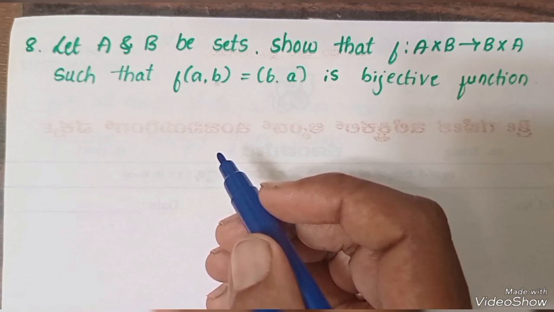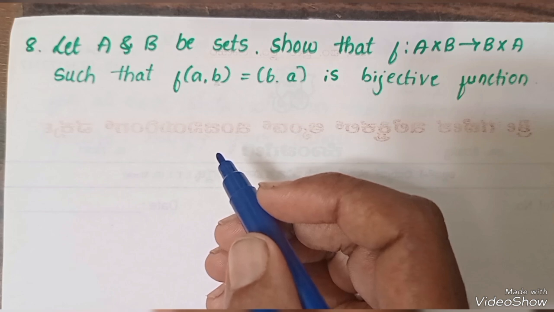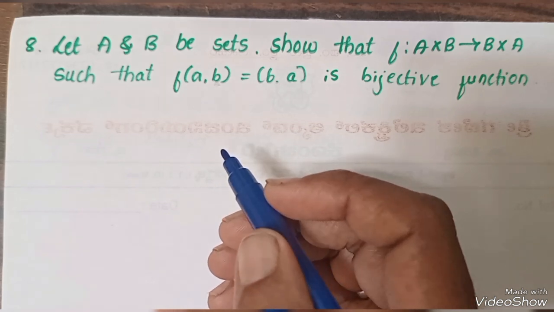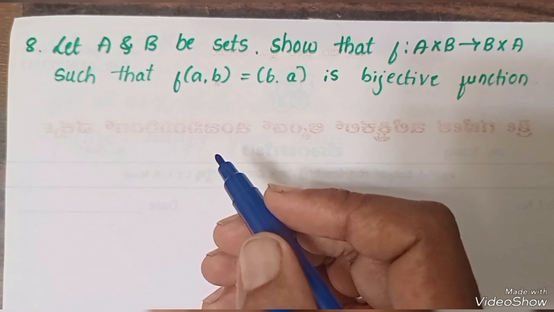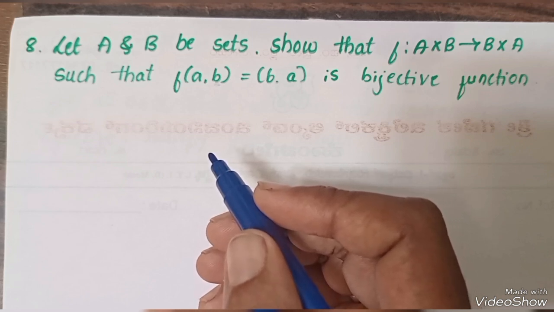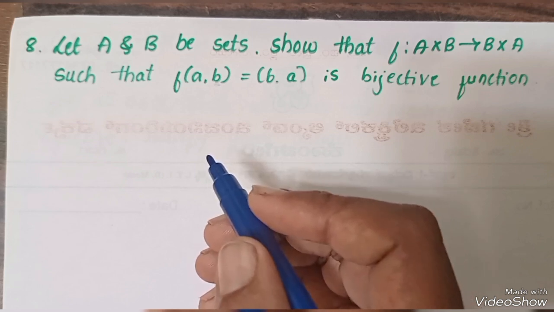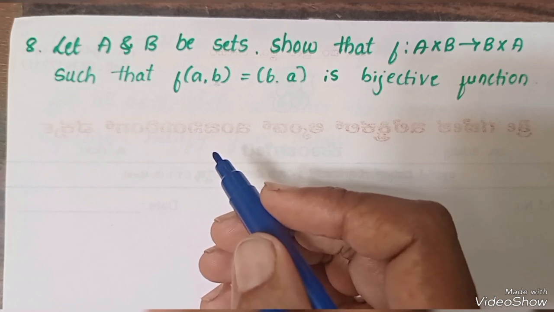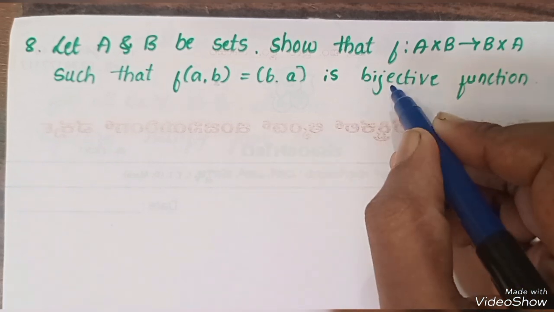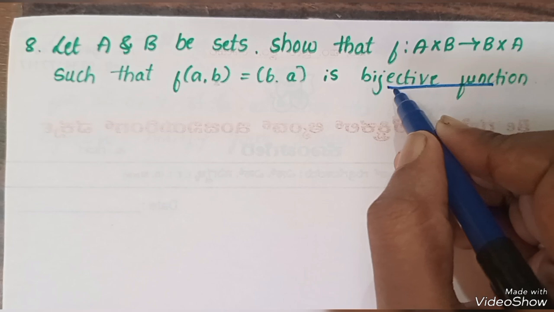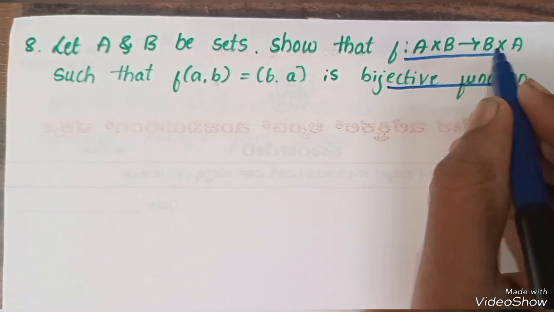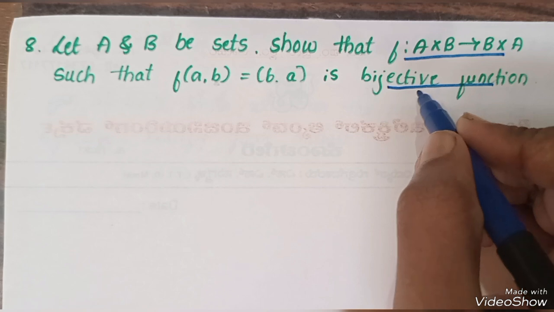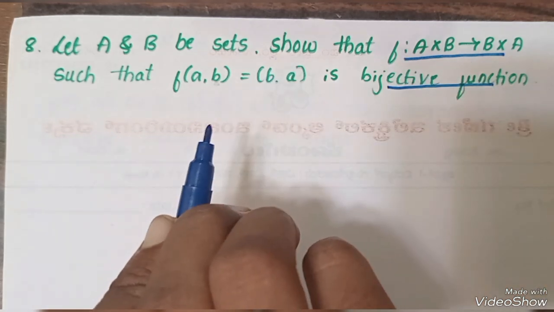Here, A and B are two sets. Show that the function f from A cross B to B cross A, such that f of A comma B is equal to B comma A, is a bijective function. We have to show or prove that the function f from A cross B to B cross A is a bijective function.